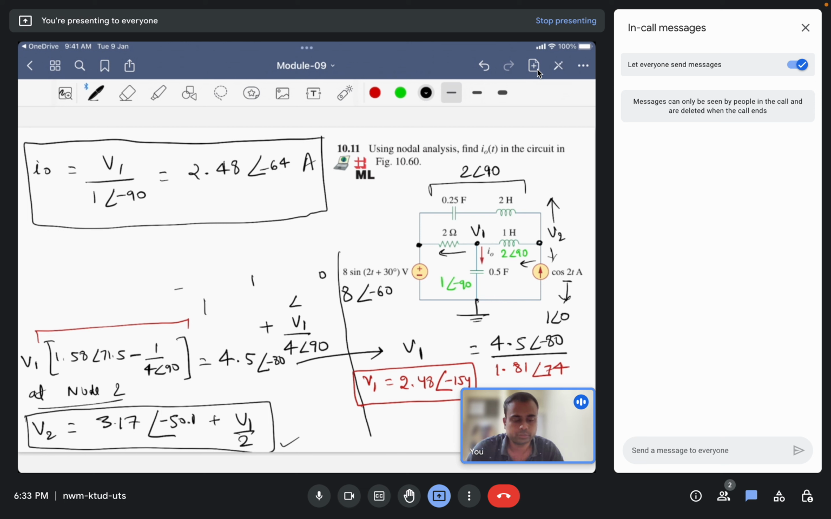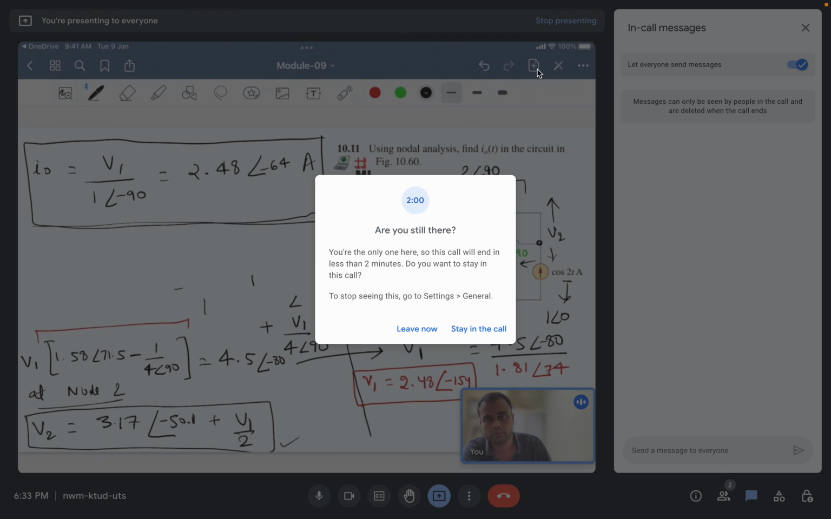So do solve this problem on your own and please tell me whether the calculations are correct or not. Since this is a lengthy problem, a small sign error can result in a big error. So you have to be very careful.